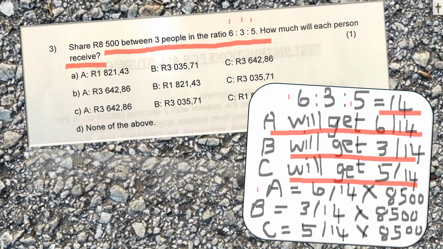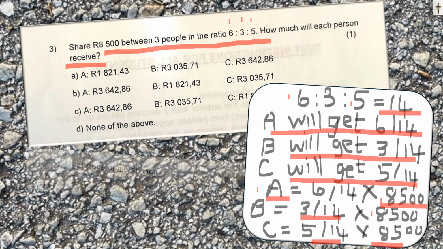So if we take the amount of 8,500 and we want to calculate what A gets, we get A's fraction, which is 6/14, multiplied by 8,500. B is 3/14, multiplied by 8,500. And C is 5/14, multiplied by 8,500. You can get out your calculator and punch in the numbers and see if you get the answer.